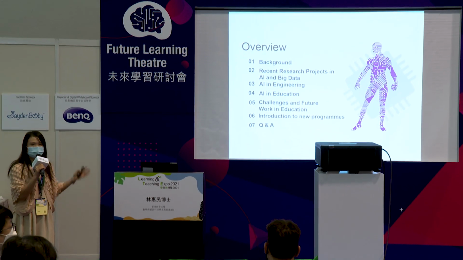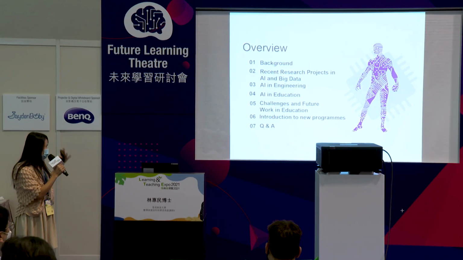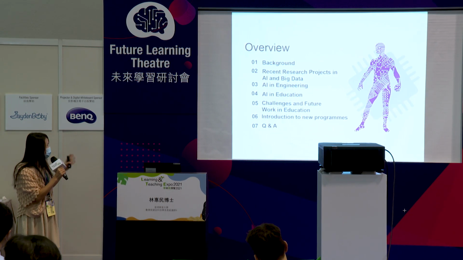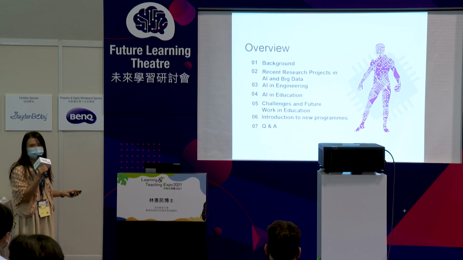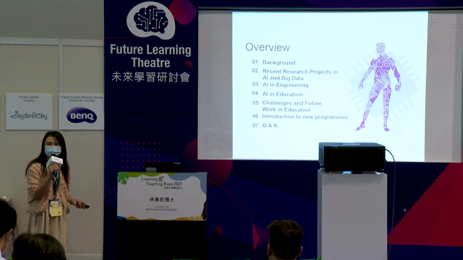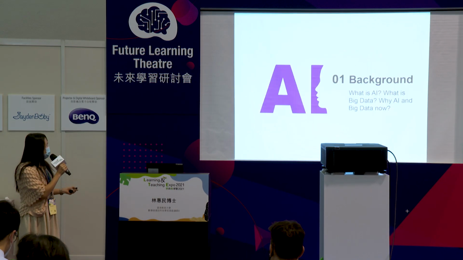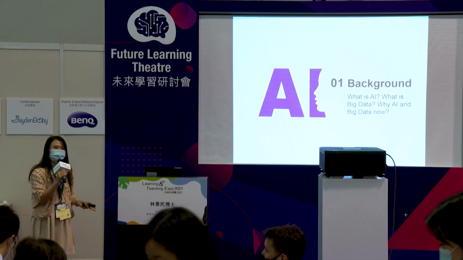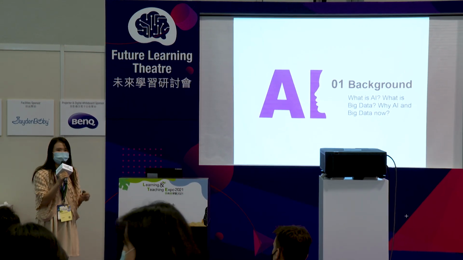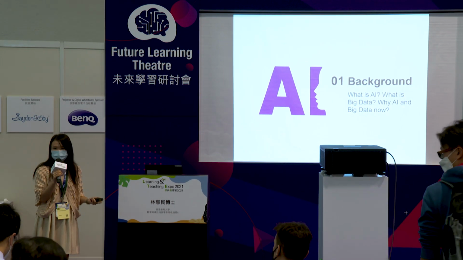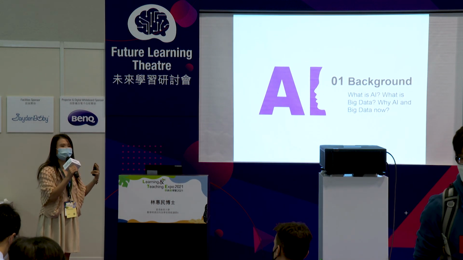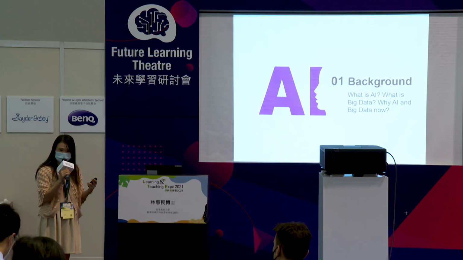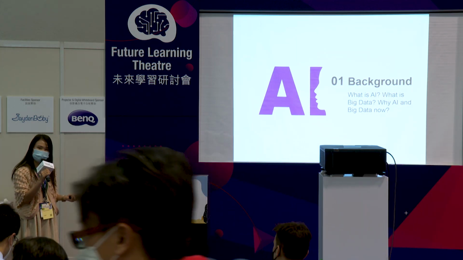Today we will walk through this outline, and we will focus on number 4, AI in education, since this is a teaching expo. But let me briefly introduce what AI, artificial intelligence, is. Can you imagine talking with a robot, not a real person? Can it give you more insight and learning? In what way can we use it in the teaching field?